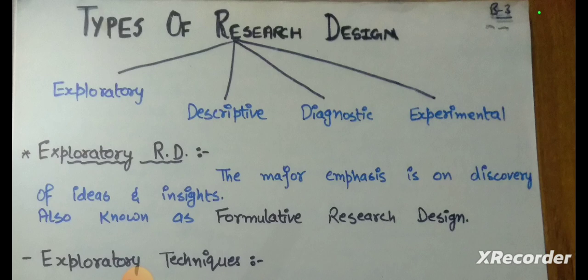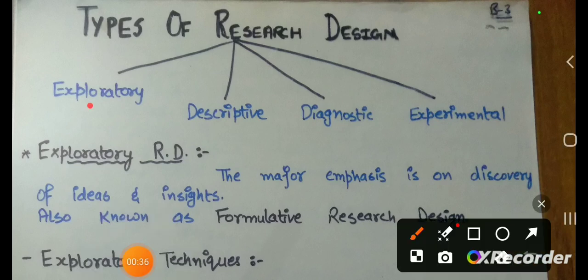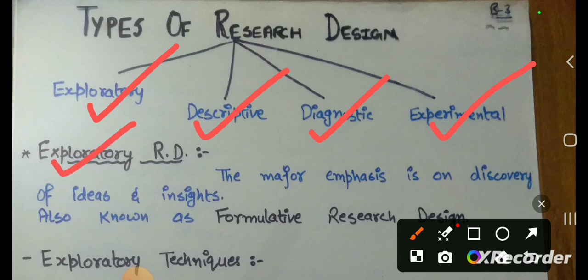design. The types of research design cover designs like exploratory research design, descriptive research design, diagnostic research design, and experimental research design. The very first one, exploratory research design. Exploratory research design is also known as formulative research design. The major emphasis is on discovery of ideas and insights.